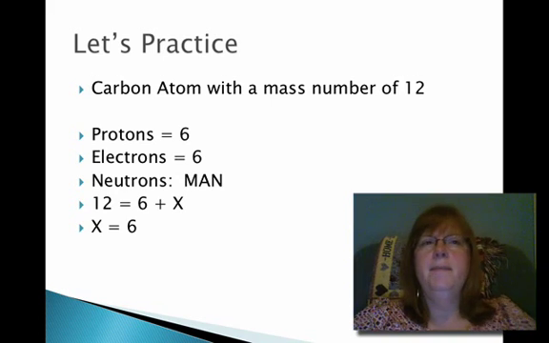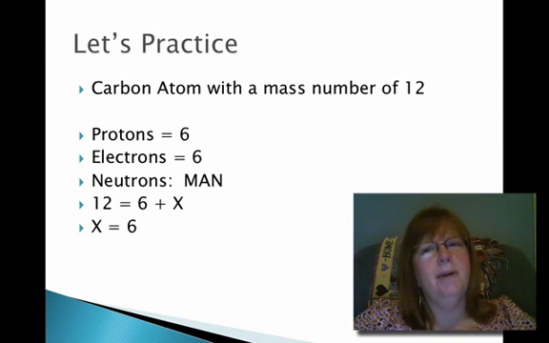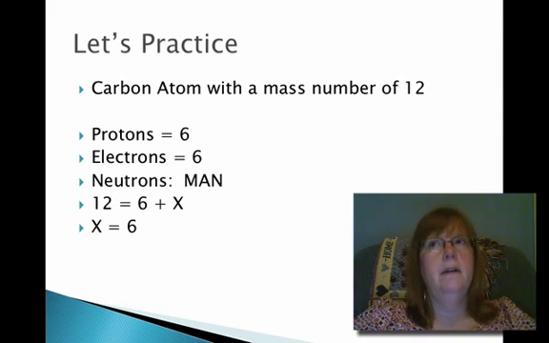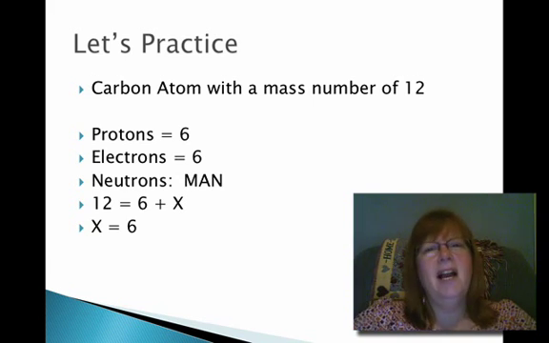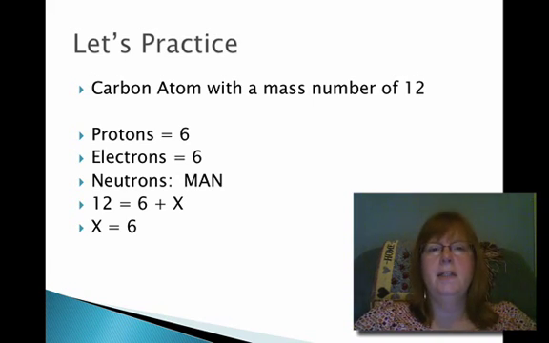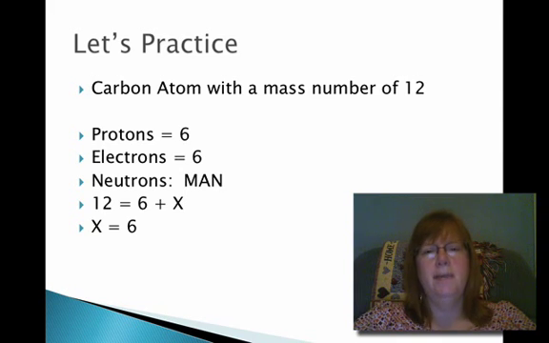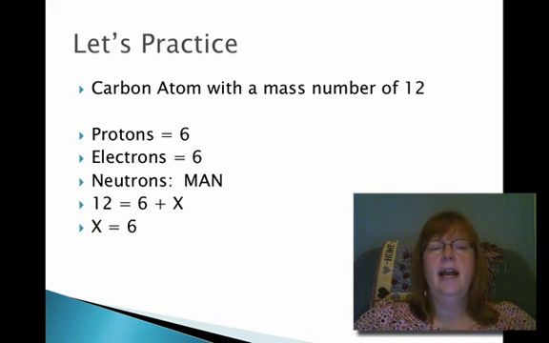So let's practice. If we have a carbon atom with a mass number of 12, well, look on the periodic table, carbon has an atomic number of 6. 6 protons. We're back to talking about atoms now, where the electrons are equal to the number of protons, 6 electrons. If the mass number is 12, let's remember our man. Our mass number is 12, and that's equal to our atomic number, 6, plus, well, however many neutrons we have. Doing this simple algebra, x is 6, we have 6 neutrons.